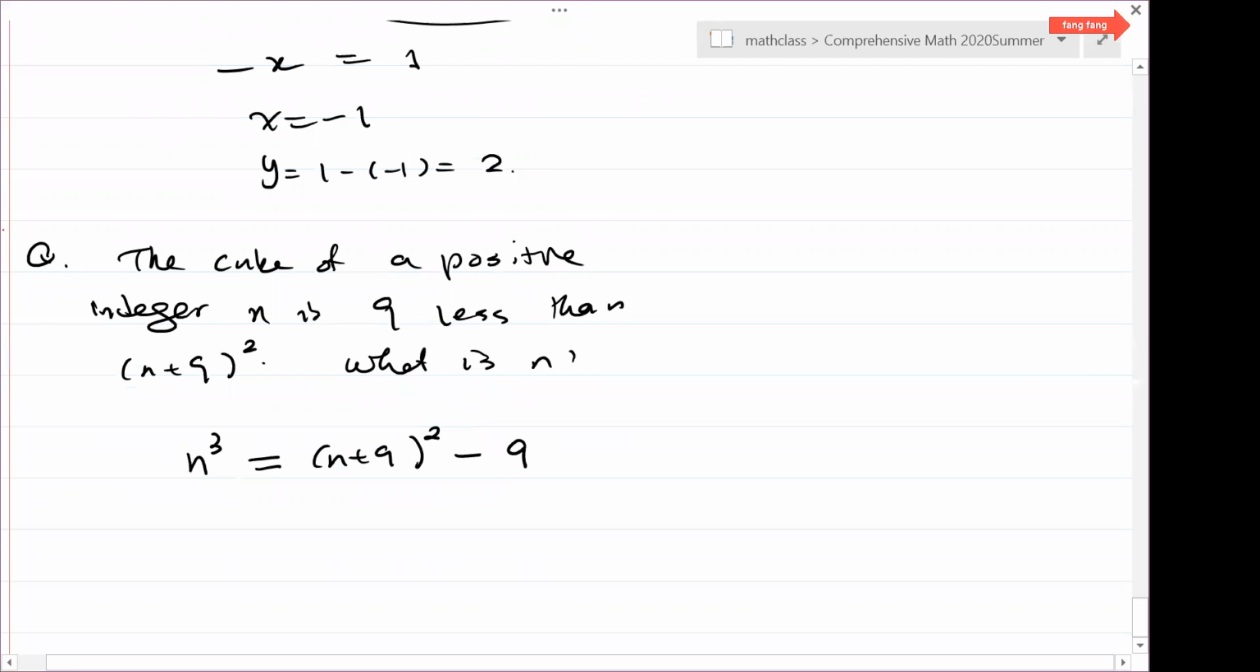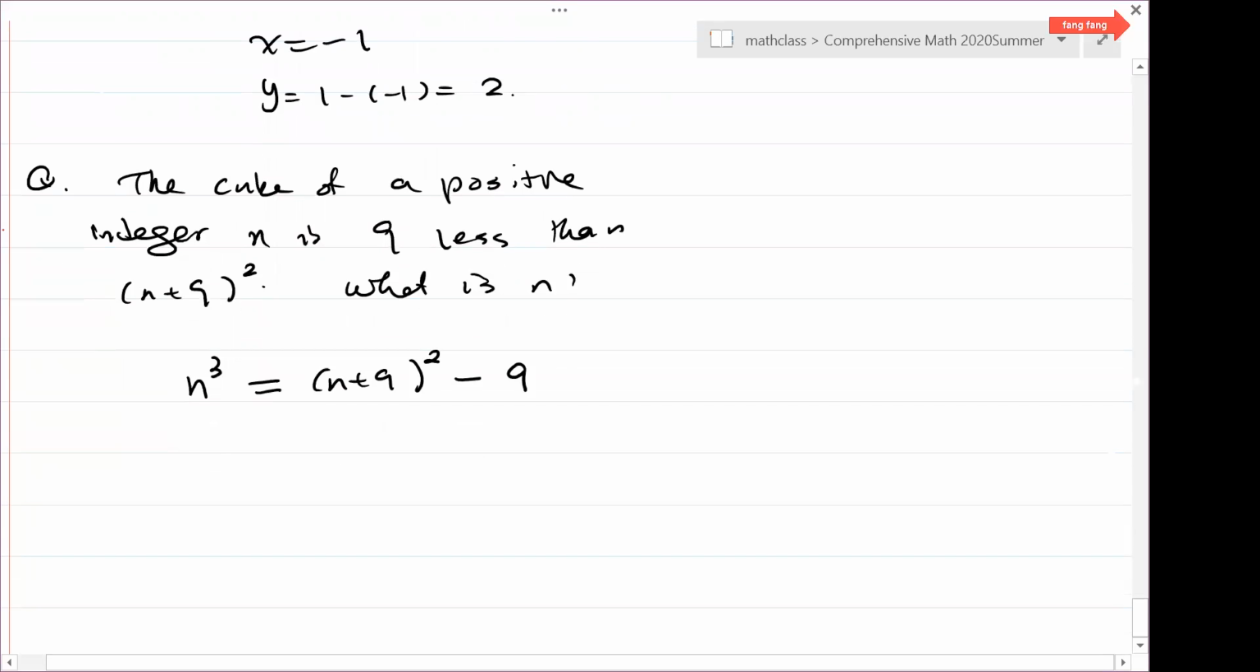So the question is, how can I find a solution? Because when you look at this equation, how can I find all the solutions? We don't have any formulas to solve a polynomial equation of degree 3, not a quadratic equation.